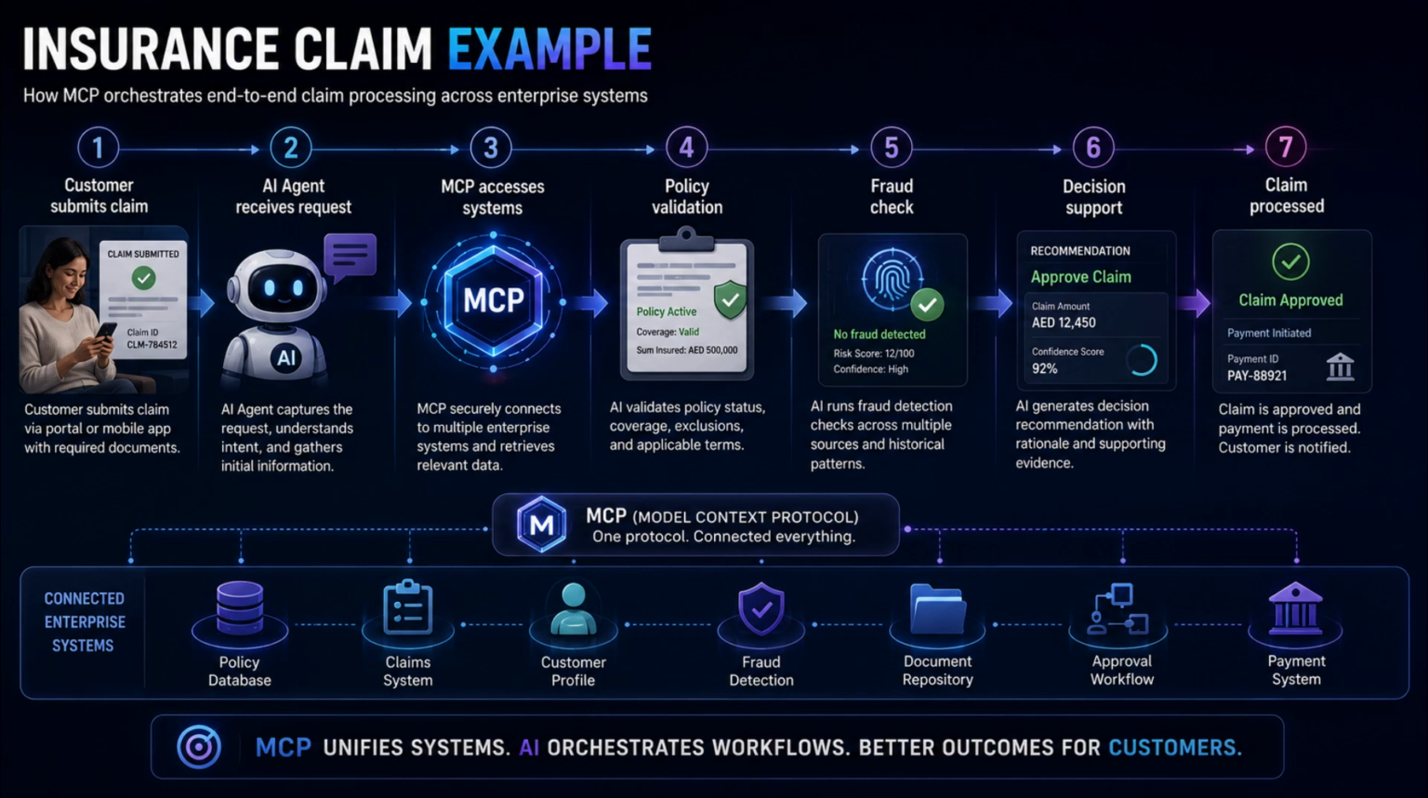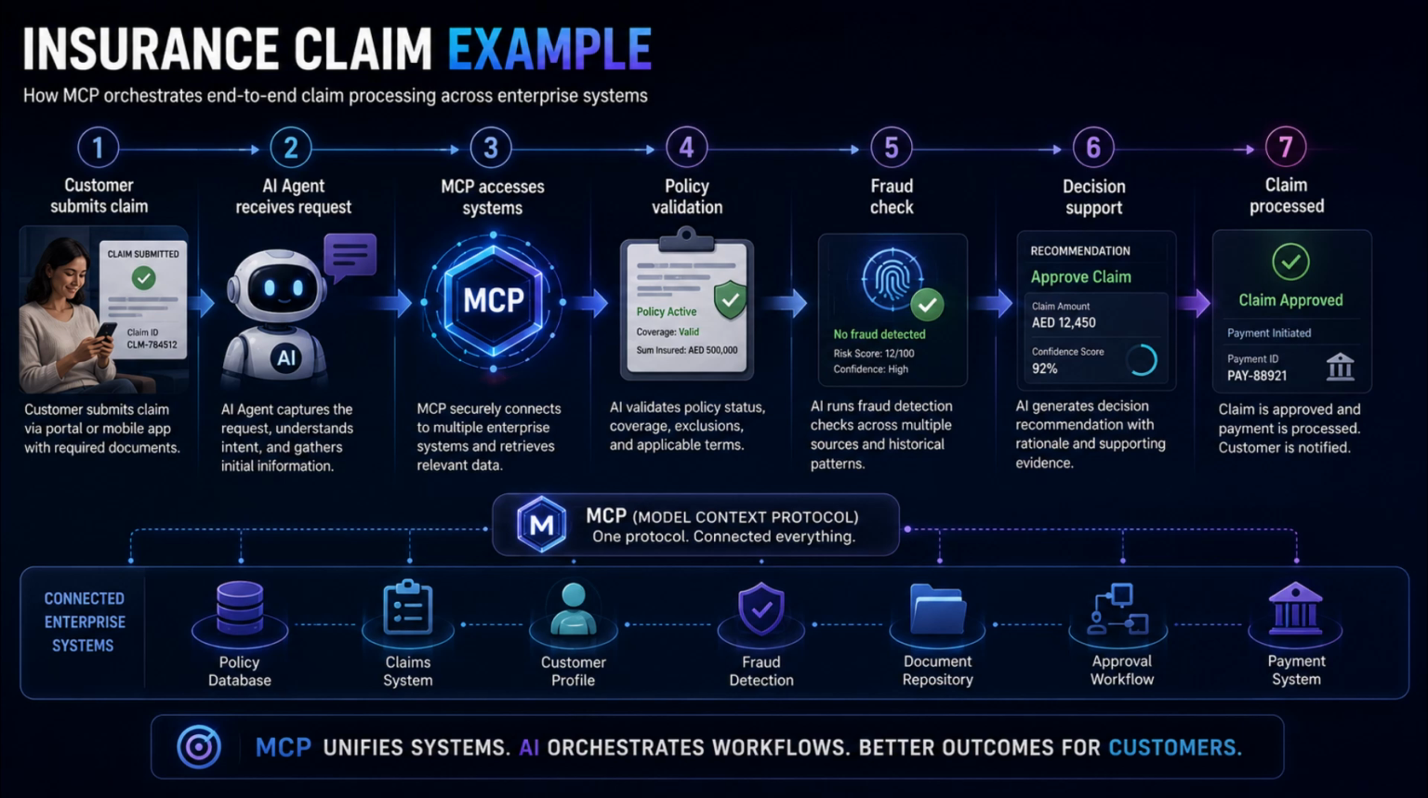Now, let us look at another example. Imagine an insurance company receives a claim. An AI agent is asked to assist with the process. To do that, the AI may need information from several systems, like the policy database, the customer profile, the claims platform, fraud detection tools, supporting documents, payment systems, etc. Without MCP, every integration might need to be built separately. With MCP, these capabilities can be exposed through MCP servers.